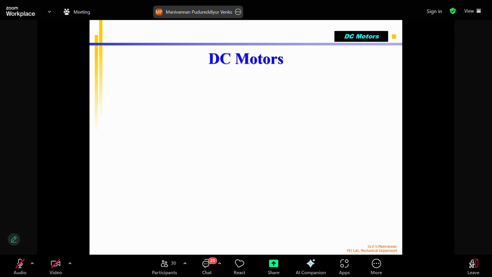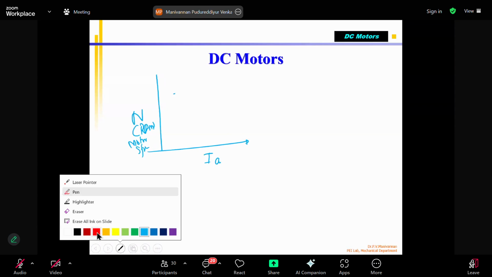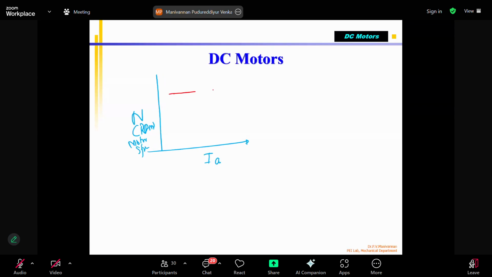Then, if you see the motor characteristic curves, that is IA versus TG, one curve, and another, IA versus speed, N in RPM. For the shunt motor, the motor speed will be something like this. Theoretically, the motor speed should remain constant. Shunt motor, the motor speed should remain constant. Okay, so the current is varying.